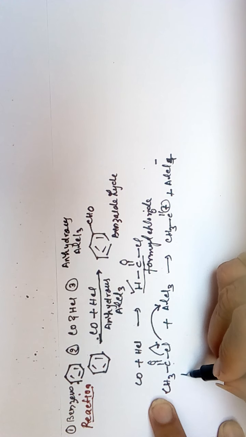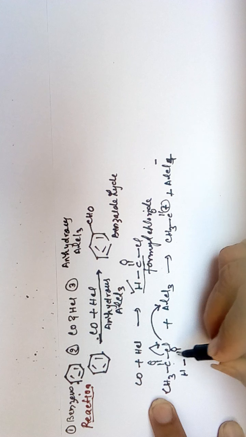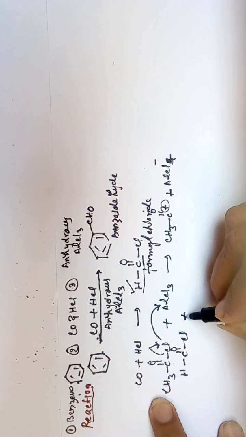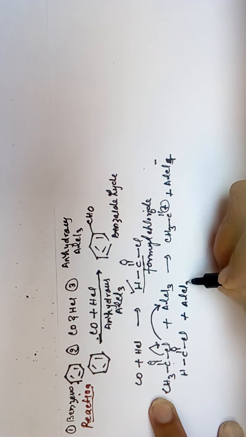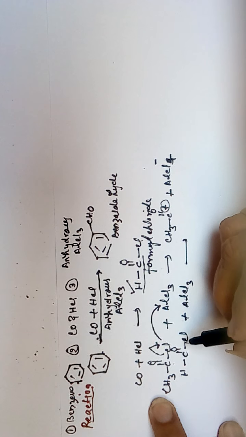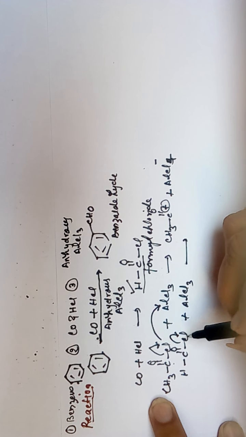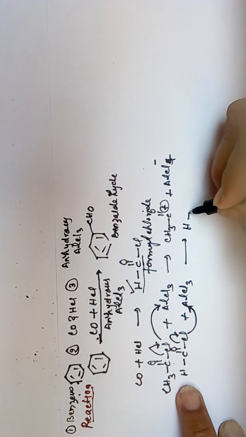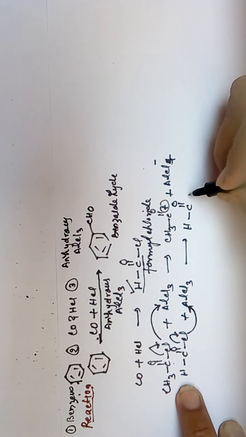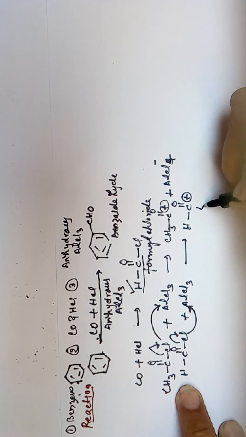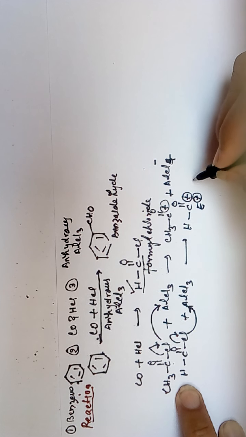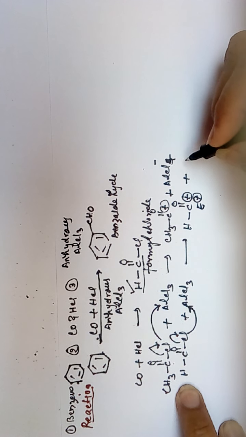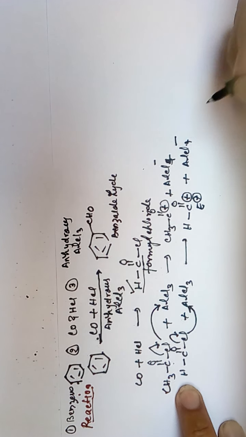Now let's see what happens. In C double bond O Cl, when AlCl3 reacts, the Cl is released from here, and an electrophile, HC double bond O positive, is generated here. Like the acylation reaction, AlCl4 minus is also formed.